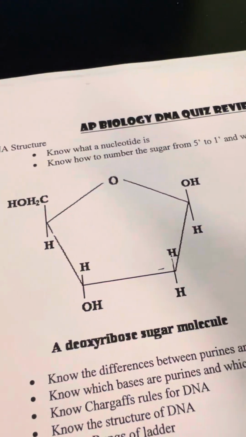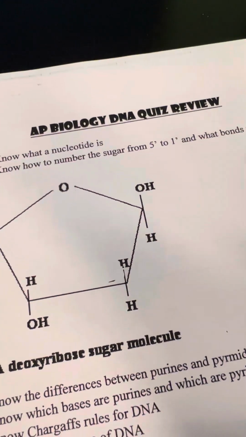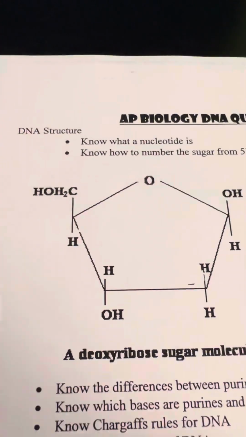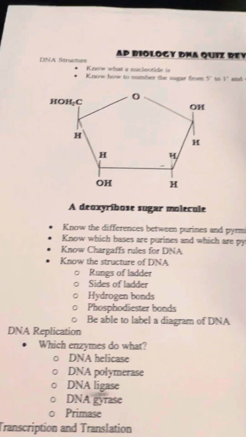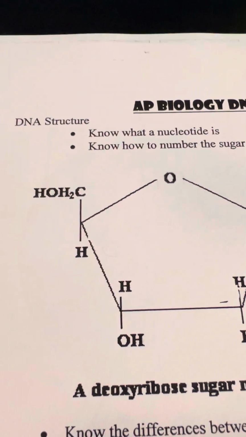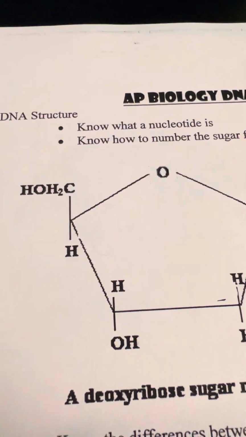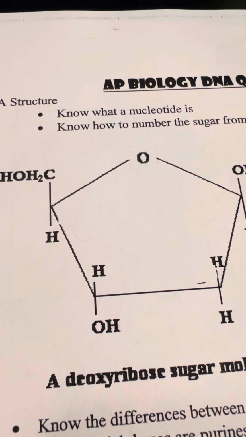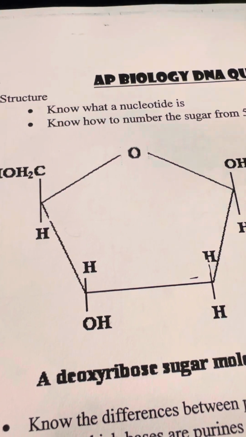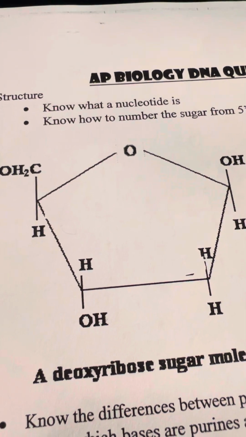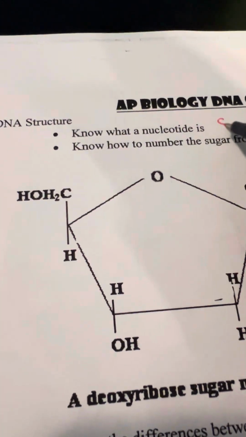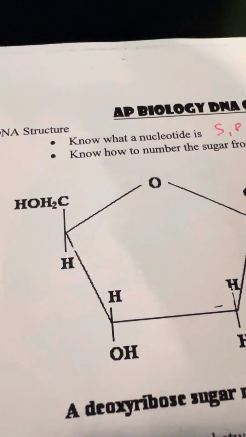All right, this is the review for your quiz on Monday on DNA transcription and translation. There are three parts to your quiz. First part is on DNA structure. Know what a nucleotide is. The nucleotide is the basic monomer of a nucleic acid. It's what makes up DNA and RNA, and it has three parts: your sugar, your phosphate, and then your nitrogen base.